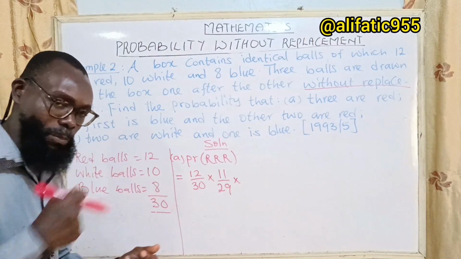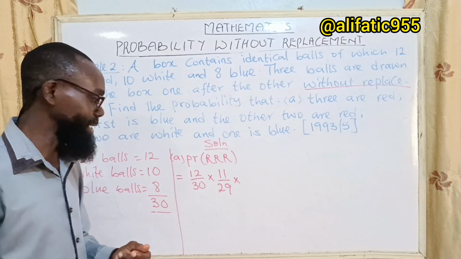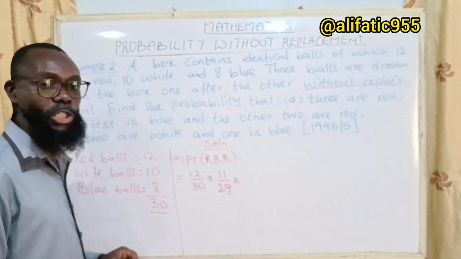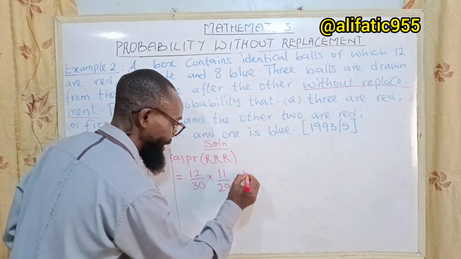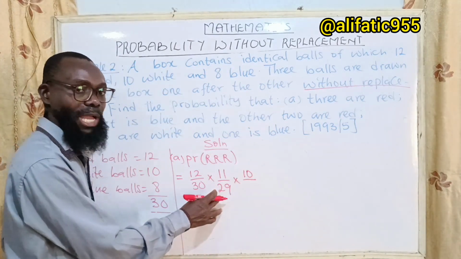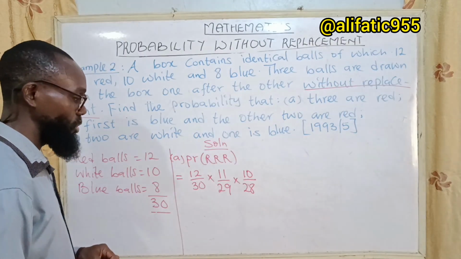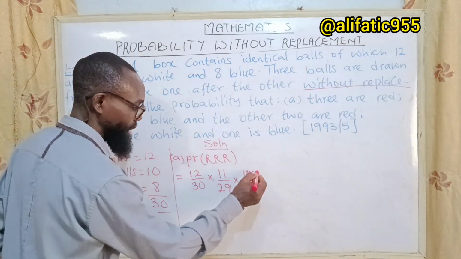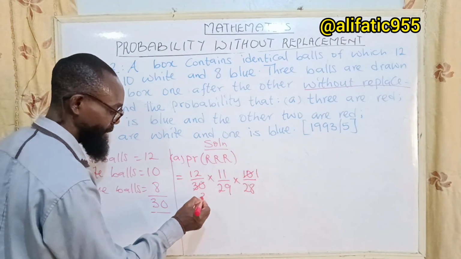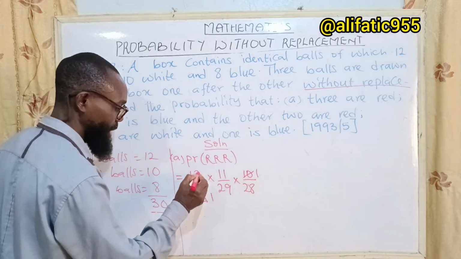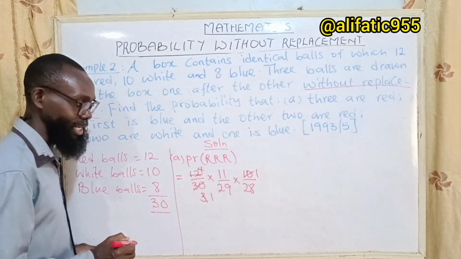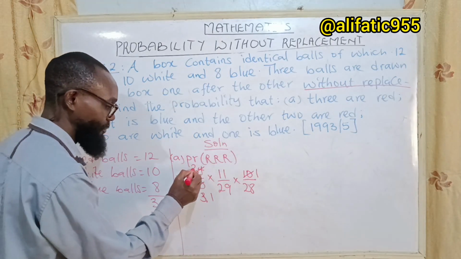Then the third one was picked as well, which means that 11 also will be reduced by 1 to give us 10. 29 will be reduced by 1 to give us 28. So we can now look at it. 10 goes here, 1. 10 goes here, 3. 3 here, 1. 3 here, 4. Are we together? 2 goes in 4, we have 2.